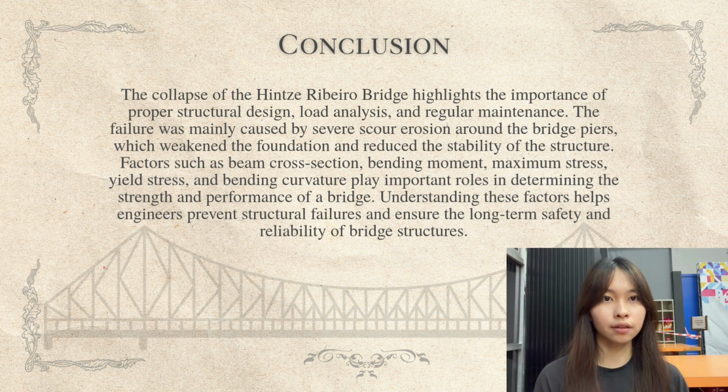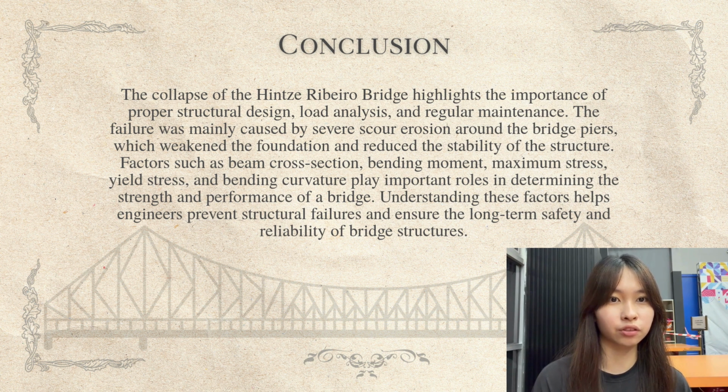In conclusion, the Hintze Ribeiro Bridge collapse was mainly caused by severe scour erosion that weakened the bridge foundations. This case study highlights the importance of proper design, regular inspections and maintenance. Understanding factors such as bending moment, stress and beam behavior helps engineers improve bridge safety and prevent future failures.